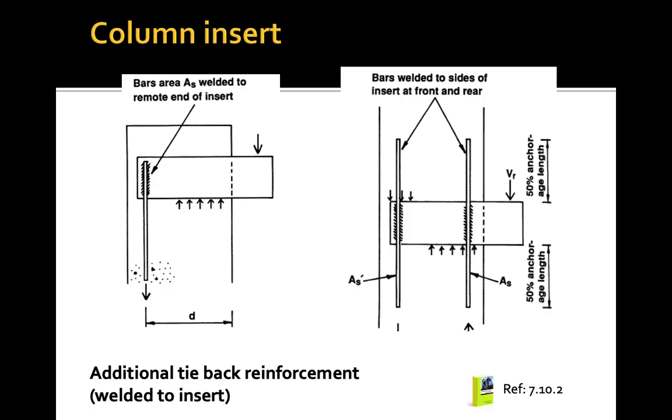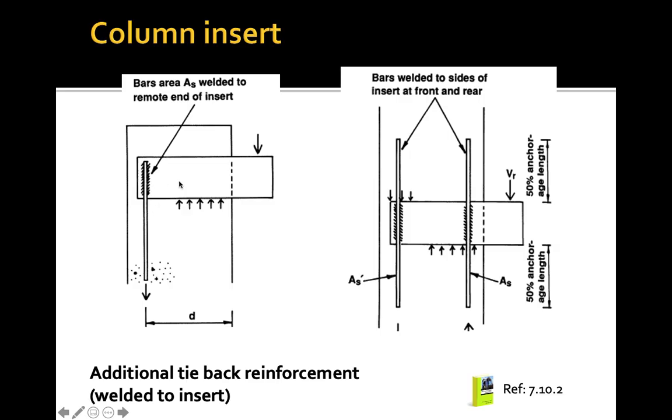So what is this? This is additional tie-back reinforcement, which is welded to the insert. This is also additional reinforcement inside the column, in order to fully secure our steel insert. So we have the inserts, which are made out of steel. It will be bars that are welded to the remote end of the insert.